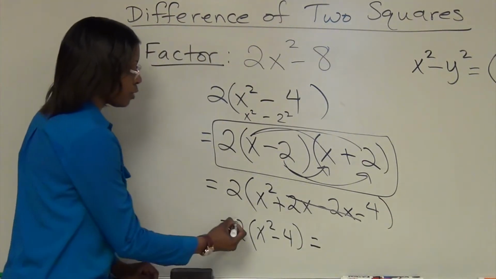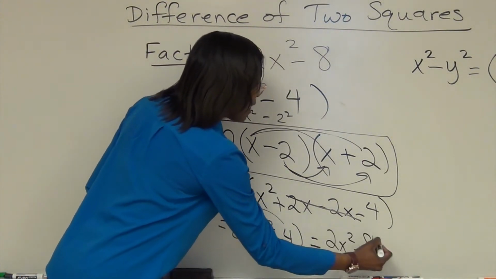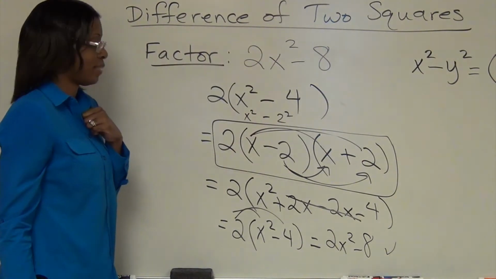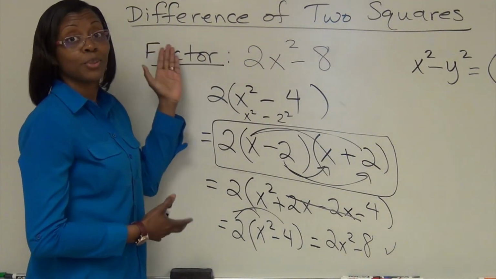And that equals 2 times each one, distributive property. It's 2x squared minus 8, which was our original, so we did it correctly. Alright, and that is how we use the difference of two squares.